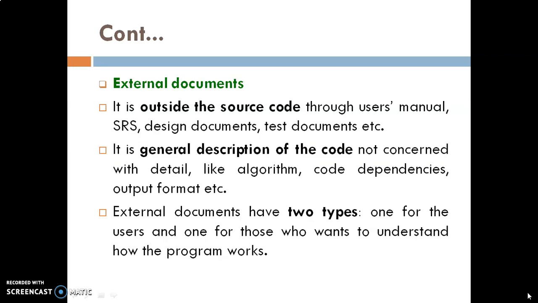Now the next one is external documentation. External documentation means documentation outside the source code, through the user's manual, SRS report called software requirement specification, design document, test document, etc. It is a general description of the code, not concerned with details like algorithm, code dependencies, output format, etc. External documentation has two types, one for the user and one for those who want to understand how the program works.